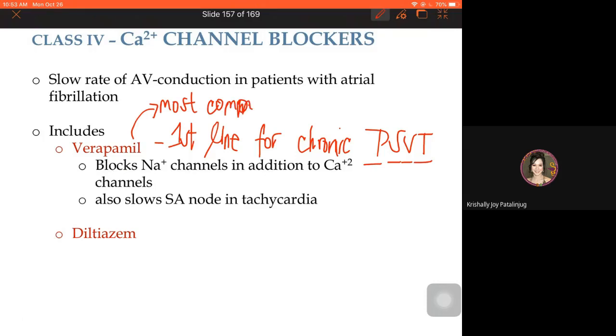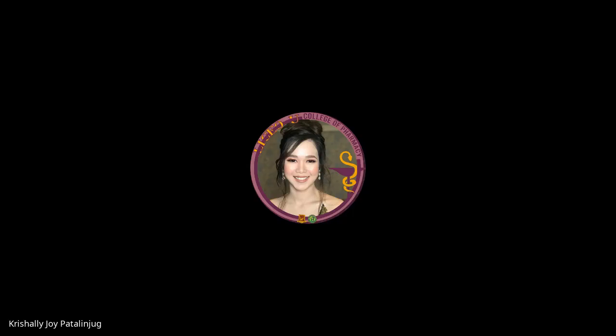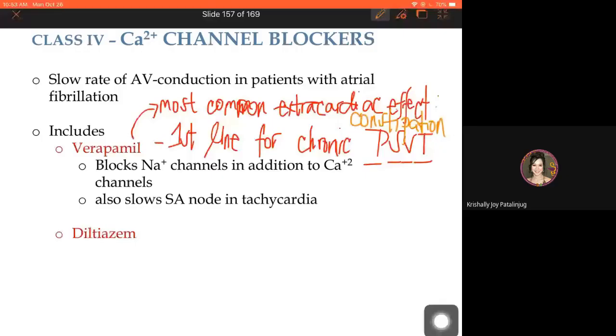And for the most common extracardiac effect, we have constipation. So the most common complaint of patients with verapamil is constipation. The patient struggles, and it takes 2 to 3 days before the patient can move their bowels. Again, that is normal, due to its constipating adverse effect.